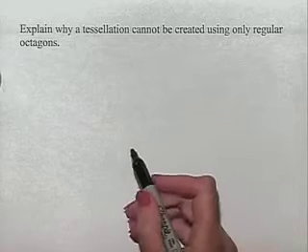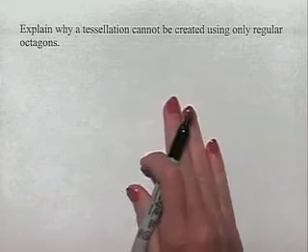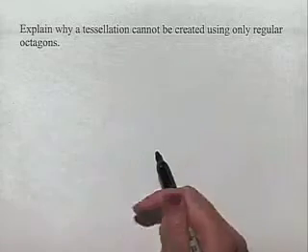Now we're going to look at a problem dealing with a tessellation. Explain why a tessellation cannot be created using only regular octagons. Now a tessellation means a tiling of the plane. So that means we could take octagons, placing them next to each other, and end up covering the entire plane.